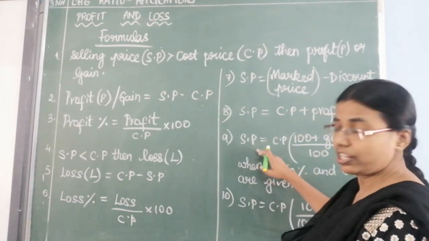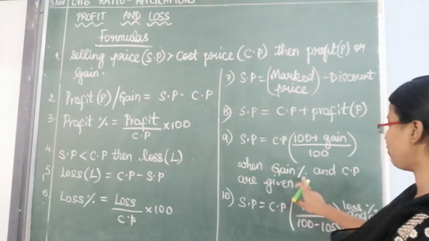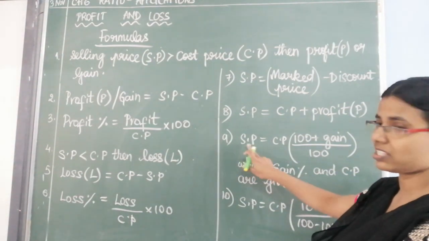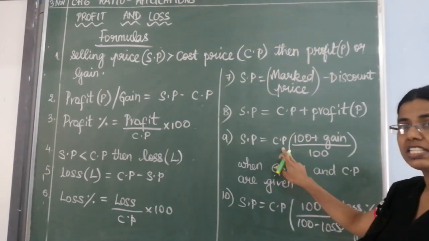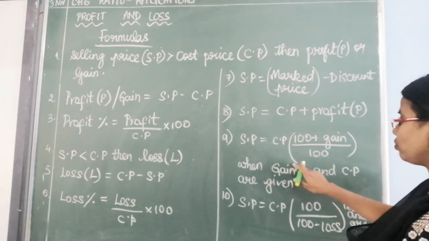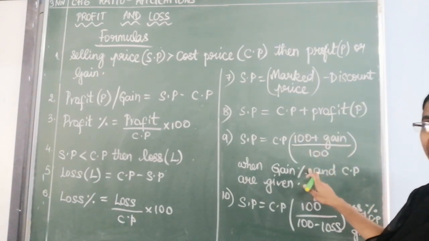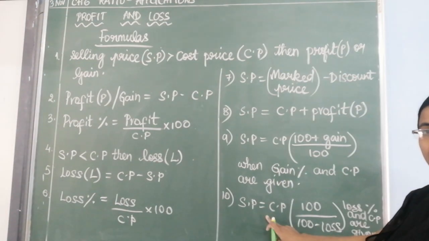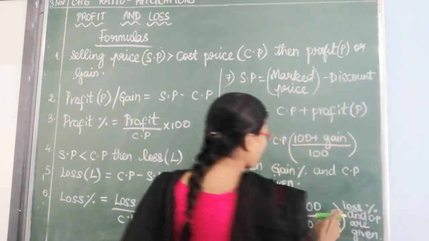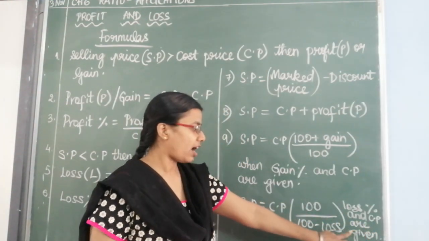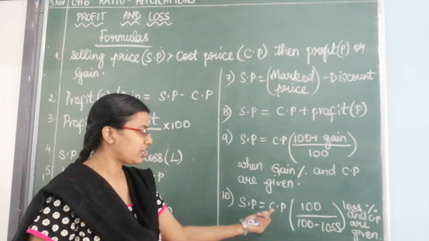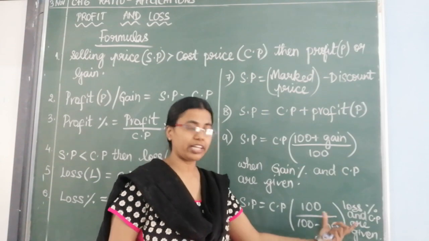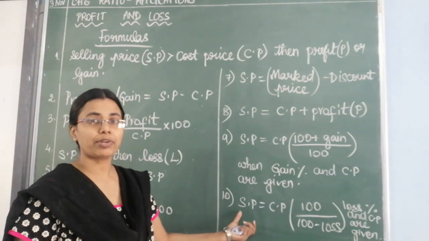Then the next case: when profit percent or gain percent and CP are given, you need to find out the selling price. The formula which we use is CP, that is cost price, into 100 plus gain divided by 100. If you need to find SP when loss percent and CP are given, this is the formula you should use: CP into 100 by 100 minus loss, then you will get the selling price.